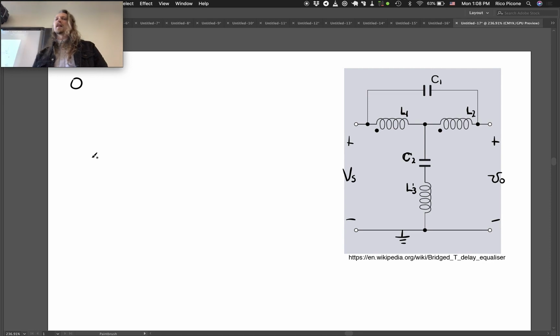It's called a bridged time delay equalizer circuit analysis. It's got 3 inductors and 2 capacitors, for those of you keeping score at home. So, should be a good time. It's actually not terrible. It could be worse, but this is pretty long. So let's get started. First, we need to do the linear graph, right?